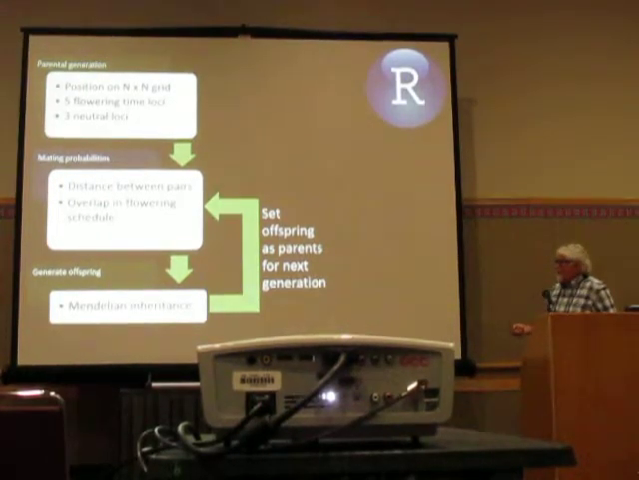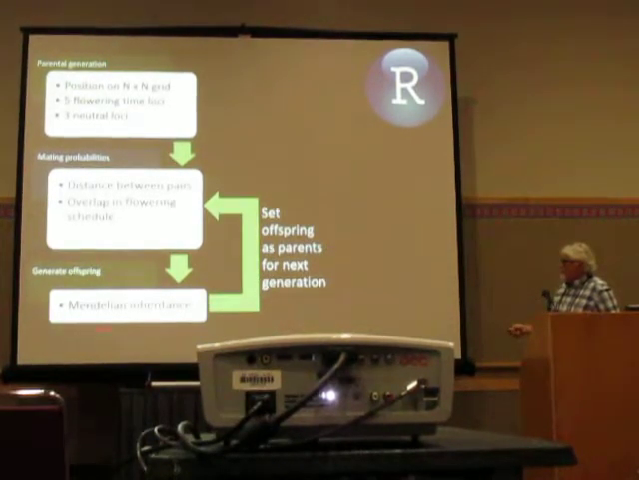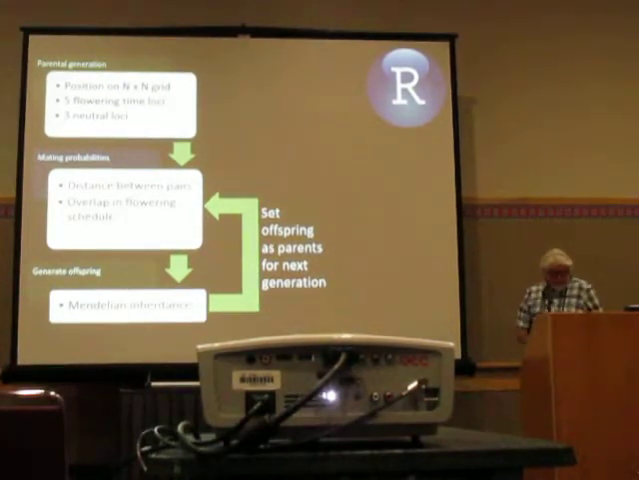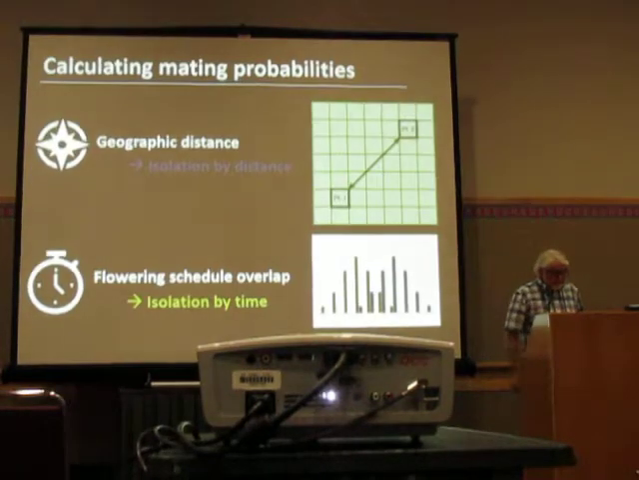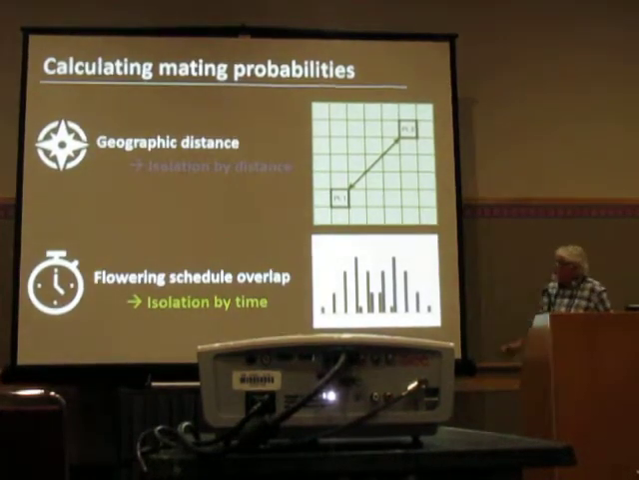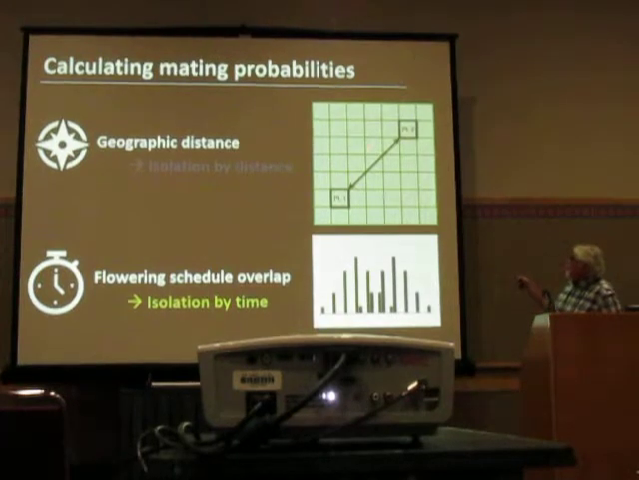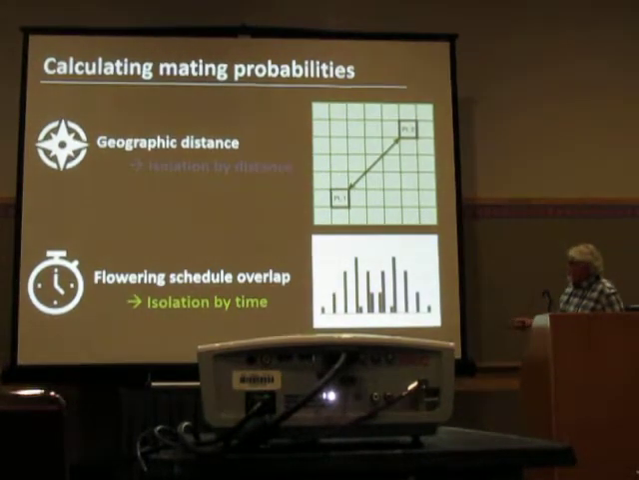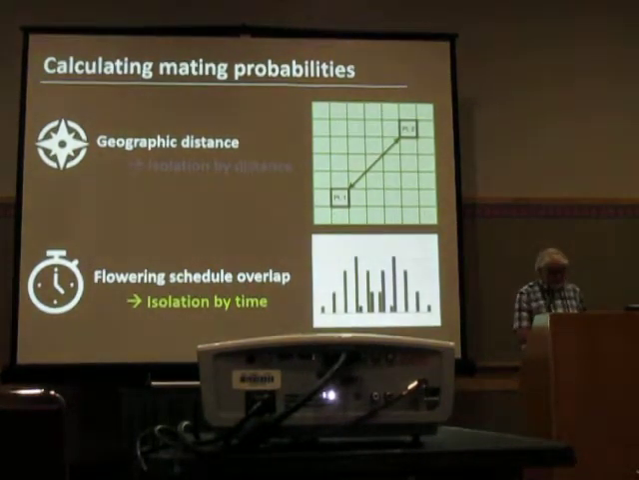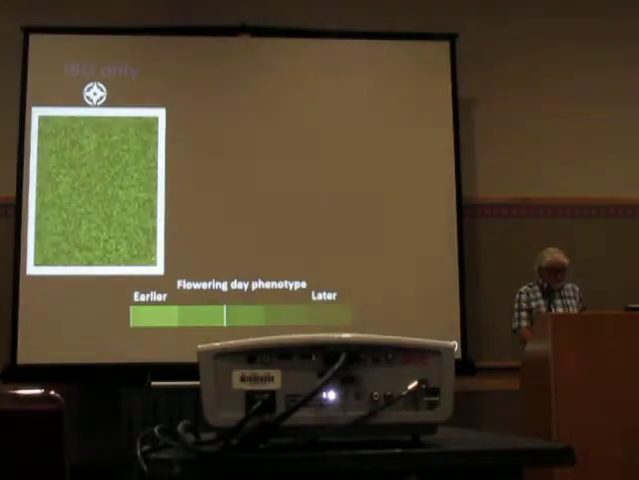They then generated an offspring. We had Mendelian inheritance. The seed landed somewhere close to where the mother was, and then you go through this loop 500 times. Again, the mating probability was determined by how far apart they are and how much they overlap with their flowering schedule. Okay, I'm going to show this.